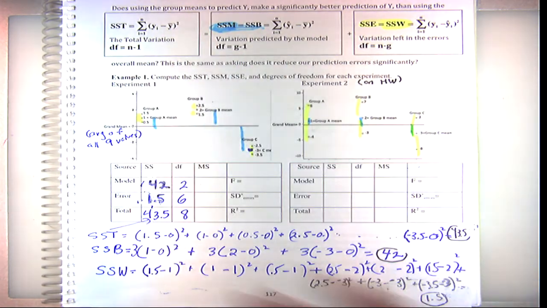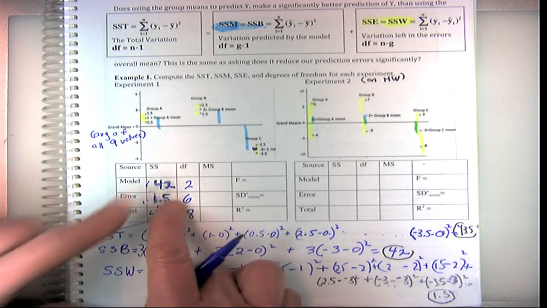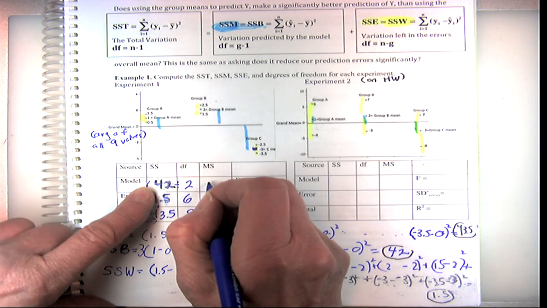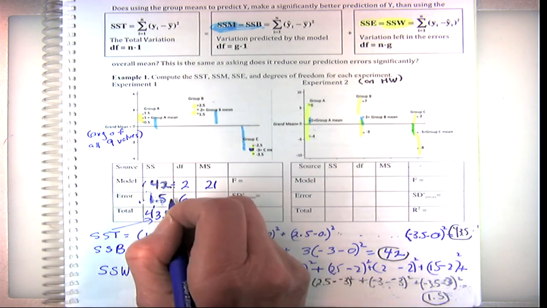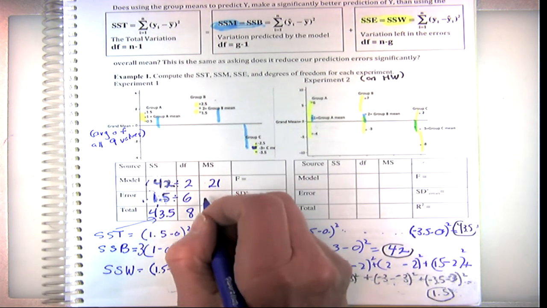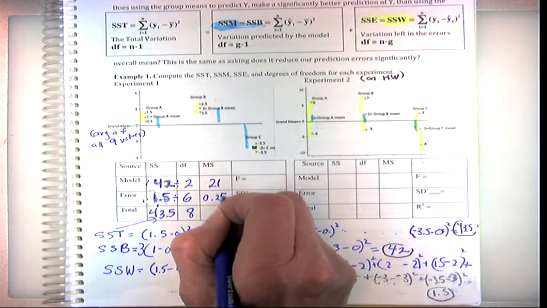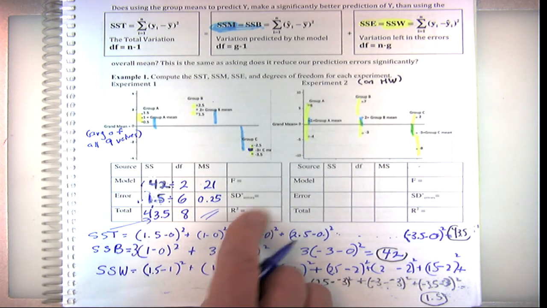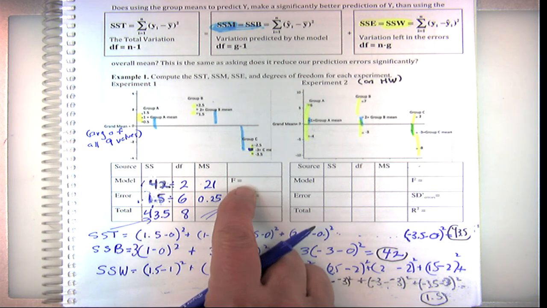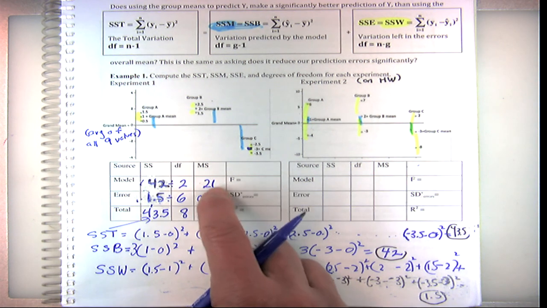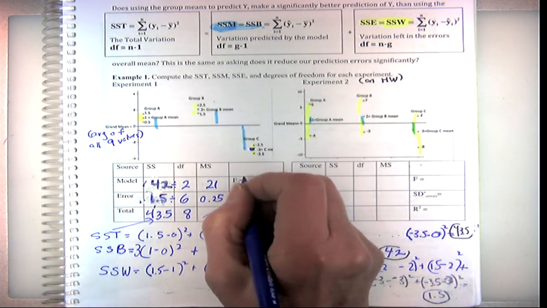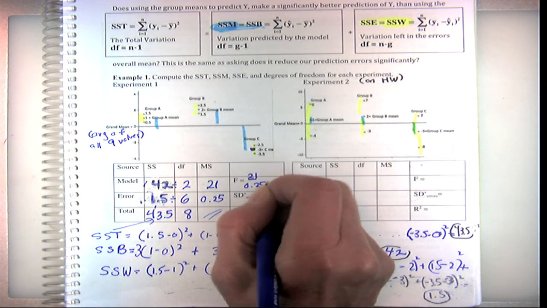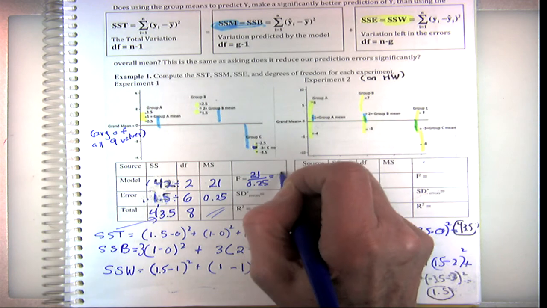Okay? And so then we do the usual, 42 divided by 2, and we get 21 here. 1.5 divided by 6, and we get 0.25 here. We don't need to do that. And now F is just the ratio of 21 over 0.25, and we get, divided by that, 84.